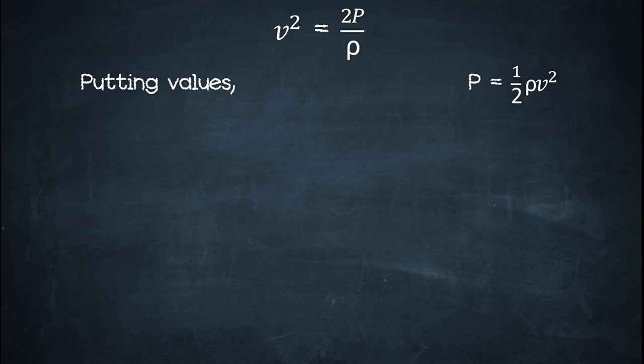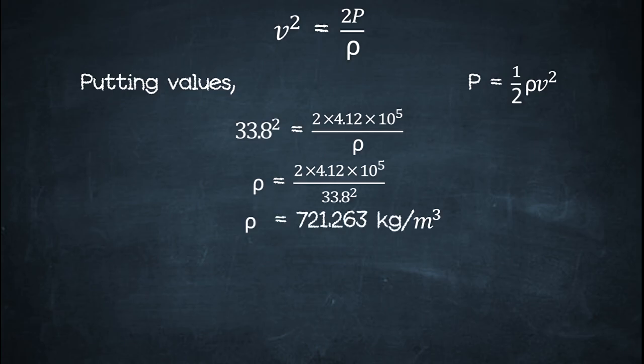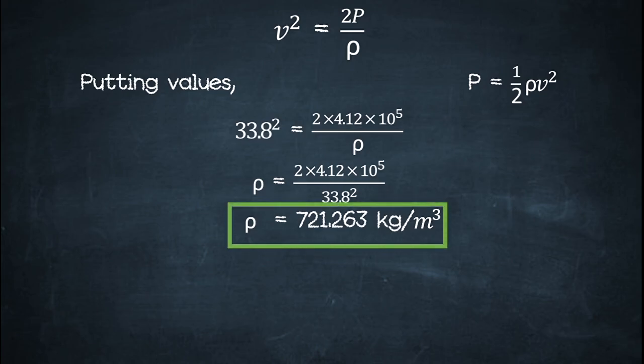Putting values in it, we will get 33.8 square is equal to 2 into 4.12 into 10 raised to power 5 divided by rho. Rearranging, we will have the result rho is equal to 721.263 kilogram per meter cube. The answer given in your book is 0.721, which is basically kilogram per liter. So if you want to convert this result into kilogram per liter, you just have to divide this answer by 1000. Otherwise the standard unit is kilogram per meter cube. So I have taken the answer till here.